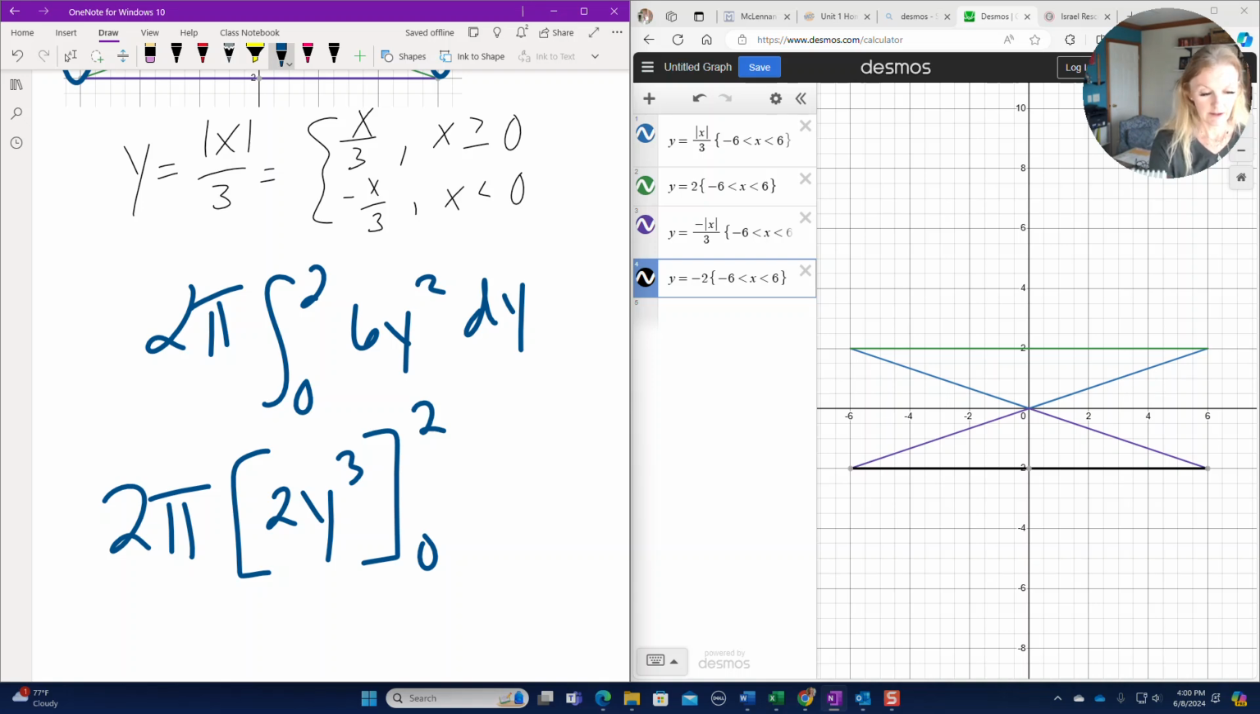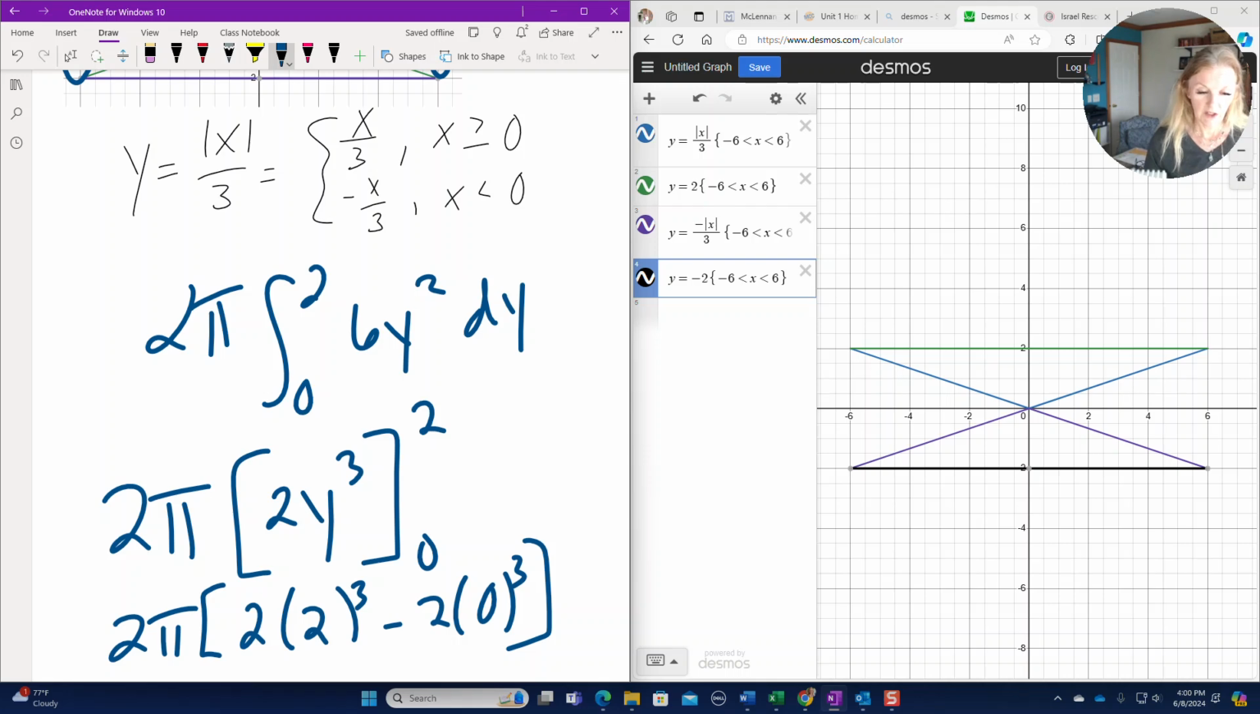And then so you'll have the 2 pi, and then 2 times 2 cubed minus 2 times 0 cubed, which is, so this is 8 times 2 is 16. This, of course, is just 0. So we get 32 pi as our final answer. Okay? All right. I hope that helped.